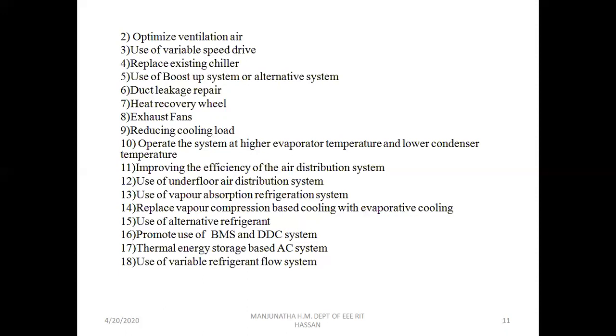So optimization of the ventilating air is required in order to provide comfort to the people who are working in industries or in huge commercial buildings. By optimizing this ventilation air, we can easily conserve the energy. Then the use of variable speed drives, it is very important, the use of variable speed drives.